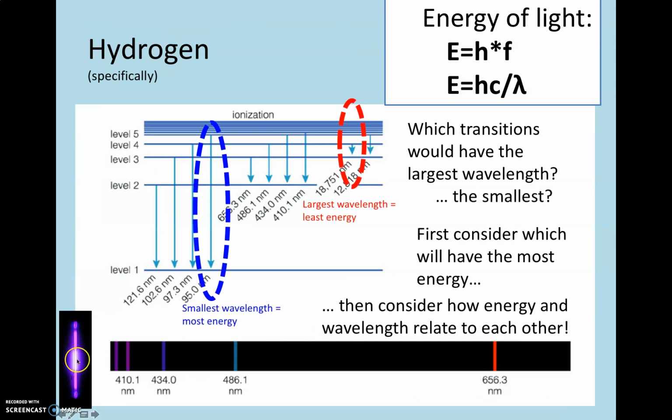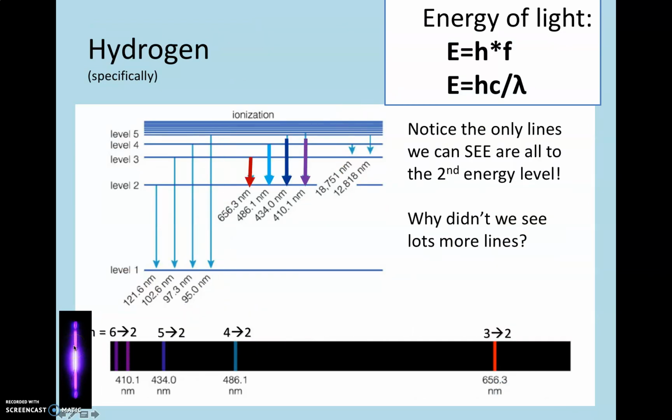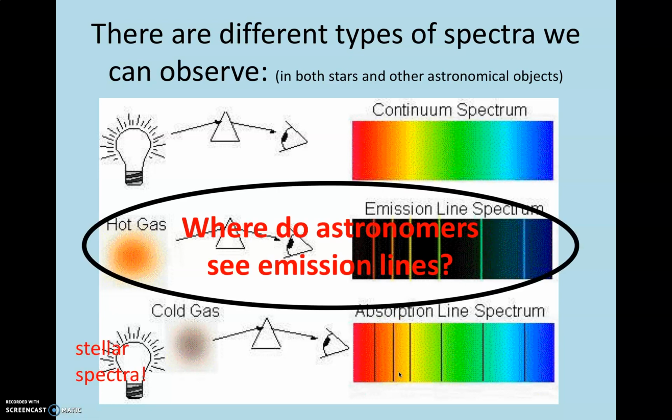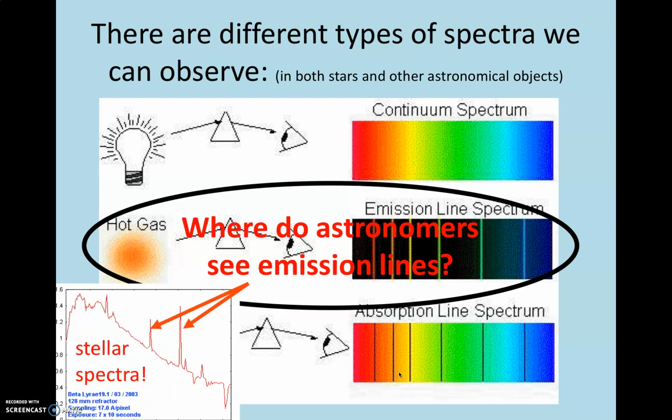This is called a hydrogen emission tube, so it has an emission line spectrum. And then we have absorption line spectra, where you see lines missing. So there's like a black line. In astronomy, these come up at different times. Astronomers see emission lines in stellar spectra. We can see here in this spectrum of a star, there are these little peaks, and these are emission lines where a specific element is emitting that particular wavelength of light.